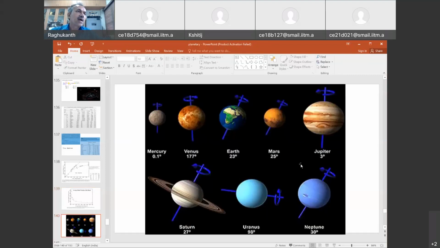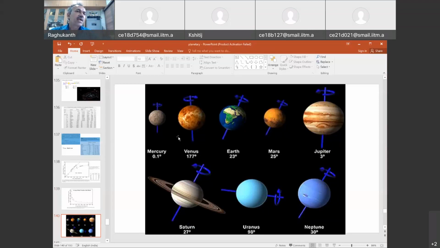Now, another thing is the rotational poles. If you see our Earth, it is not straight; it is like a spinning top you have seen. Its inclination to the vertical is 23.5 degrees, approximately 23 degrees. Mars has an inclination of 25 degrees, slightly inclined, not perfectly straight. Then Jupiter is 3 degrees, Saturn is 1, Neptune 30, and Mercury is 0.1 degree, an almost straight axis.